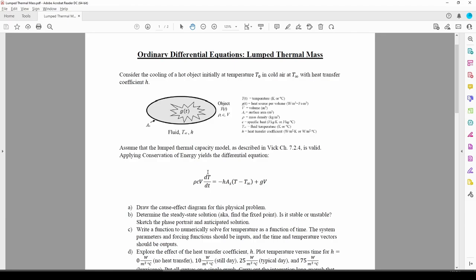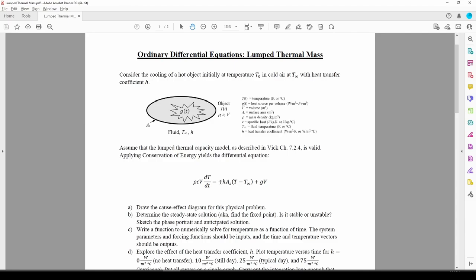It's a first-order ODE because the highest derivative it has is this dT/dt term. It's linear because the T is not squared, exponentiated, used as an input to something like a sine function, or anything like that. This means our phase portrait should be a negative diagonal line because of the minus sign here. We should draw the phase portrait and anticipated solution before we dive into MATLAB so we know what to expect when we eventually call the ODE45 function.